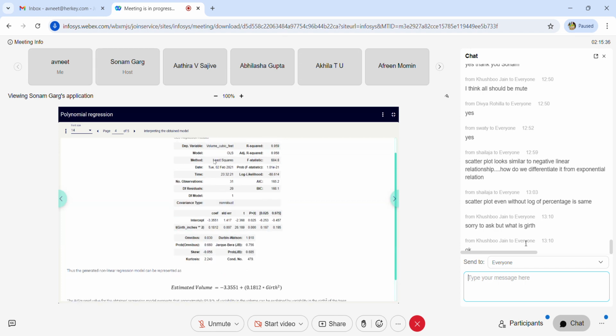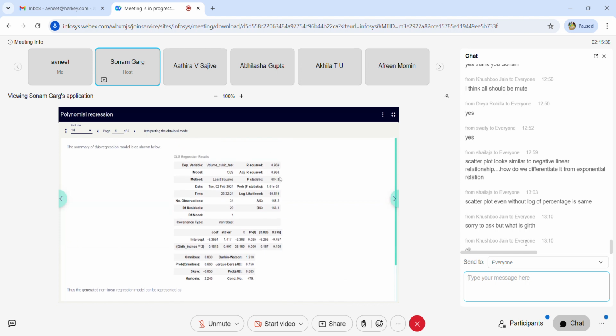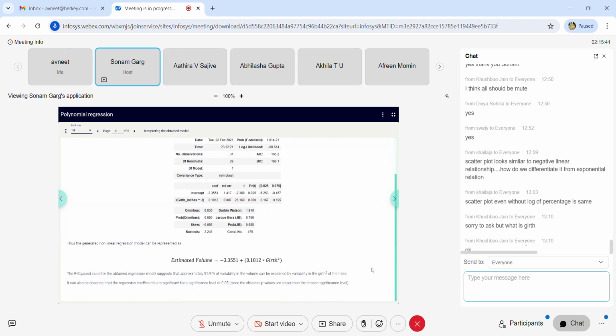R square value, where is it? Okay, 0.95. 95% of the variability in the estimated volume can be explained because of the girth square.